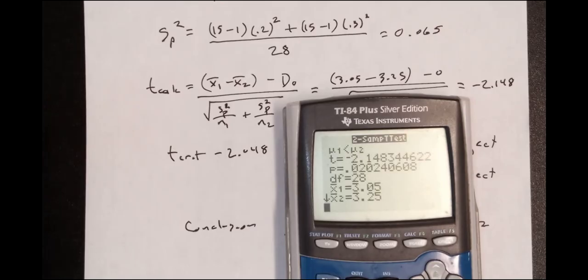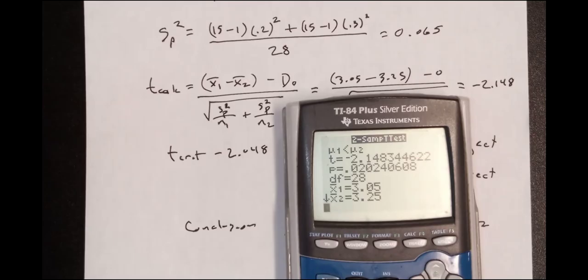It even tells me the degrees of freedom. And down here where this arrow is, it's showing me all the same numbers, and a couple of extra numbers. Notice that if I go up to the top here, it gives me the t-score, the same t-value we calculated by hand, negative 2.148. But underneath that, it doesn't give me t-critical. It gives me the p-value.